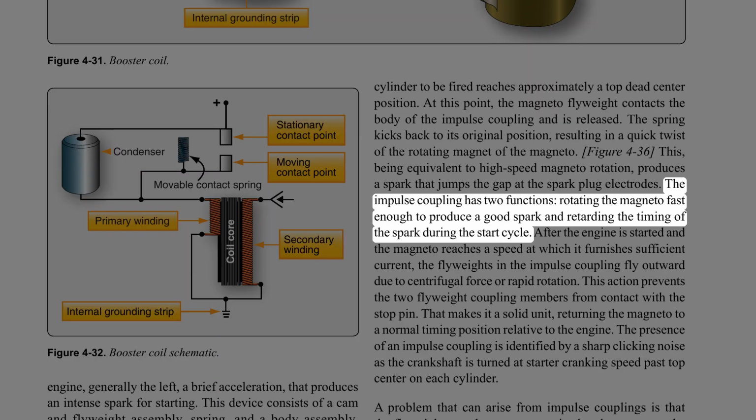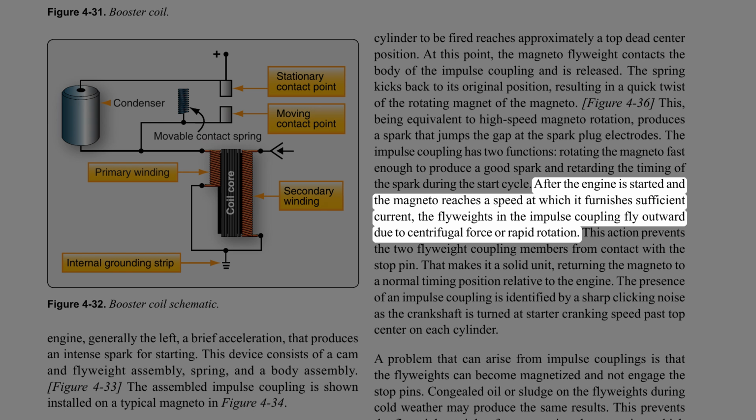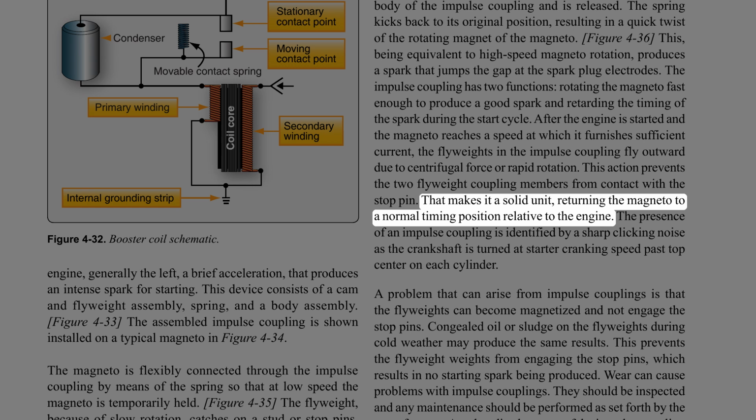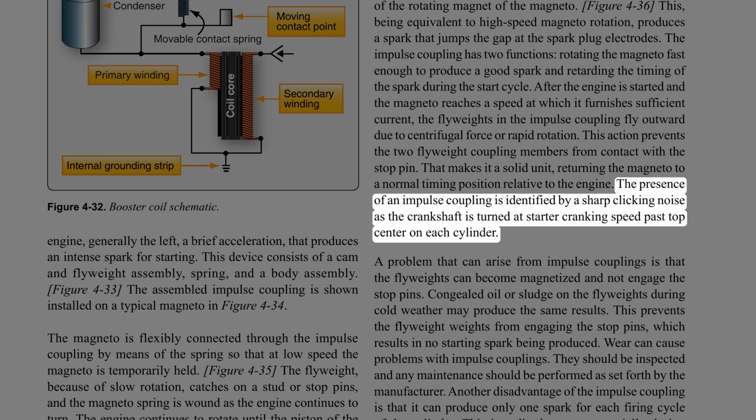The impulse coupling has two functions: rotating the magneto fast enough to produce a good spark and retarding the timing of the spark during the start cycle. After the engine is started and the magneto reaches a speed at which it furnishes sufficient current, the flyweights in the impulse coupling fly outward due to centrifugal force or rapid rotation. This action prevents the two flyweight coupling members from contact with the stop pin. That makes it a solid unit, returning the magneto to a normal timing position relative to the engine. The presence of an impulse coupling is identified by a sharp clicking noise as the crankshaft is turned at starter cranking speed past top center on each cylinder.